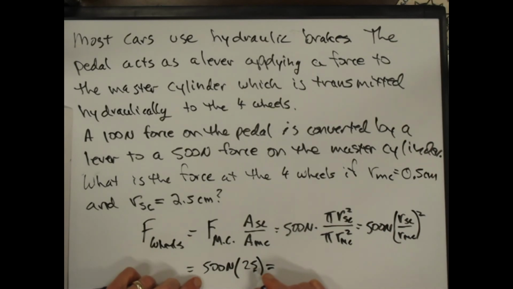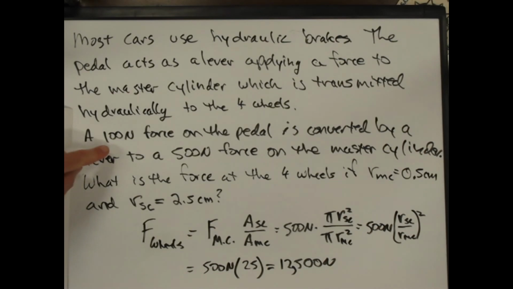And so 25 times 500 is 12,500 newtons, maybe 3,000 pounds, that's better. So a small 100 Newton force, maybe 25 pounds, that you apply with your foot gives you thousands of pounds at the wheel. And the catch is the brake is so close to the wheel that it only has to move a tiny distance, and you get to apply that enormous force to your wheel, and that's how you stop a car with just a gentle pressure from your foot.